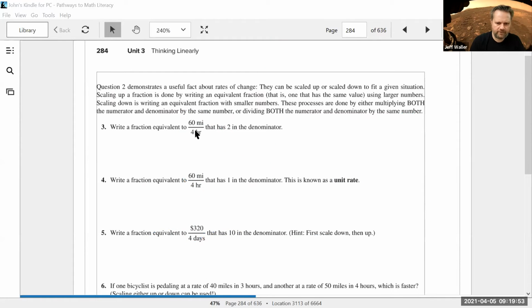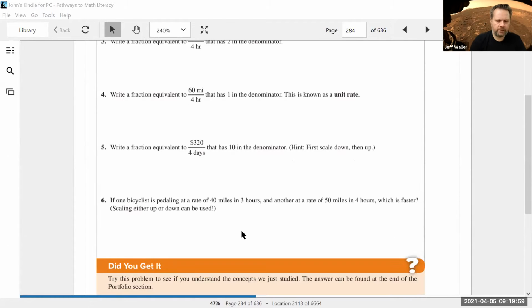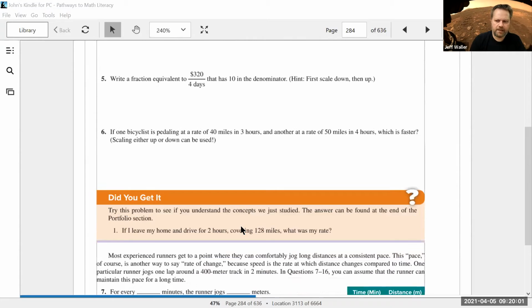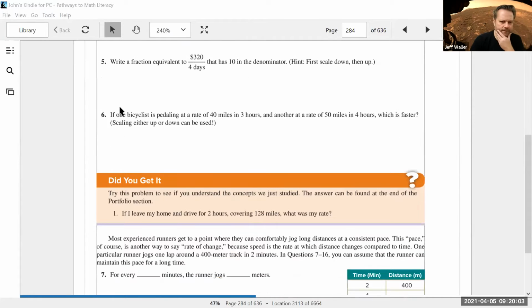Every example they give us so far is a distance per time or a money per time. All right, and that's what we normally think of as a rate of change per time. Now look at number 6. All right, little challenge for you guys. Take a minute and figure out, don't say anything yet, which person is going faster.